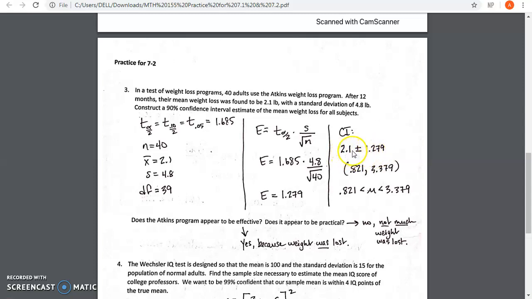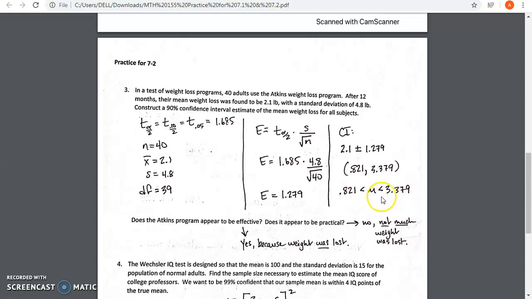You can do 2.1 take away 1.279 and you'll get 0.821. And then comma, the upper bound would be 2.1 plus the 1.279, which gives you 3.379, and you can write it in interval notation. Or you can write it as this complex inequality. You can put the population mean falls somewhere between 0.821 and 3.379.